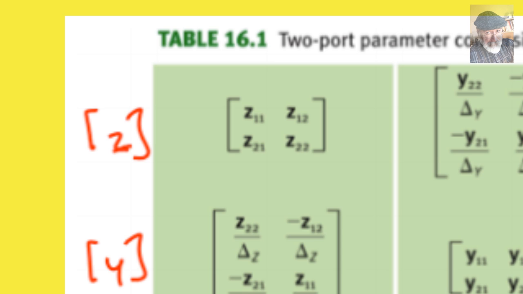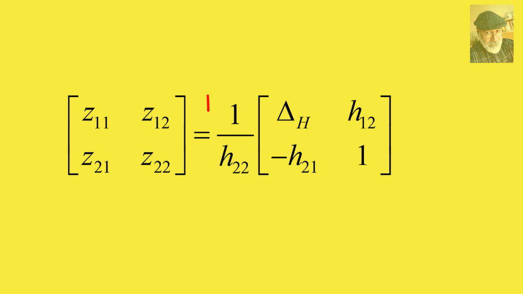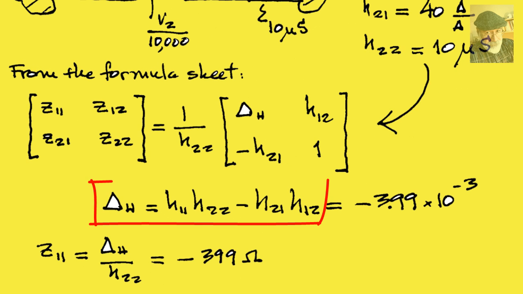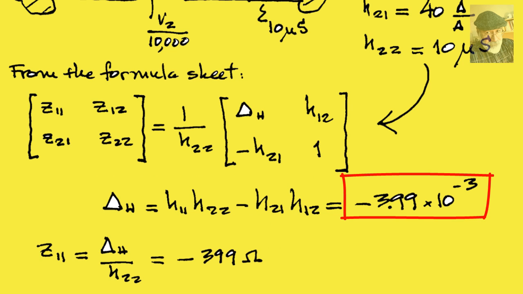Let me copy that formula for clarity, and first I will factor out 1 over H22, like this. That is how we can find the Z parameters. This delta up here is the determinant of the H matrix, the hybrid parameters matrix. You remember, right? H11 times H22 minus H12 times H21. That was minus 399 times 10 to the negative 3.